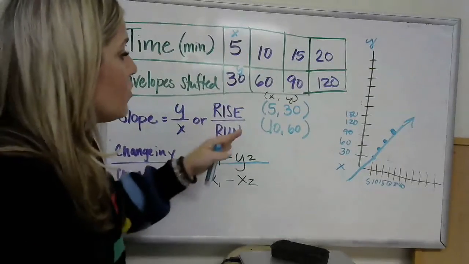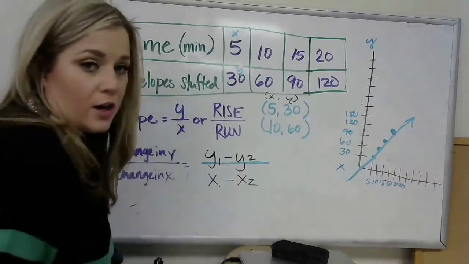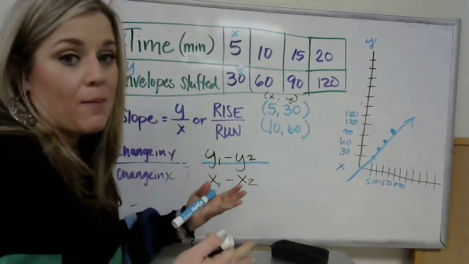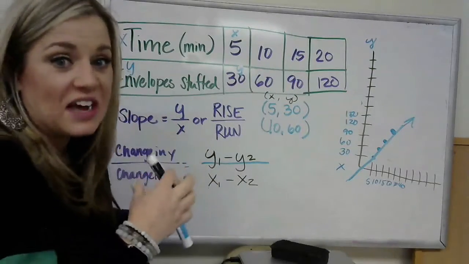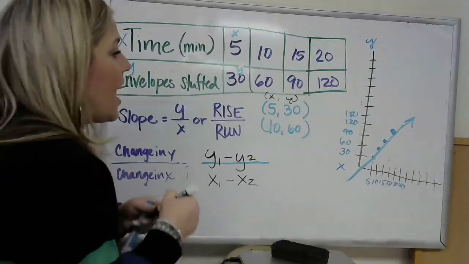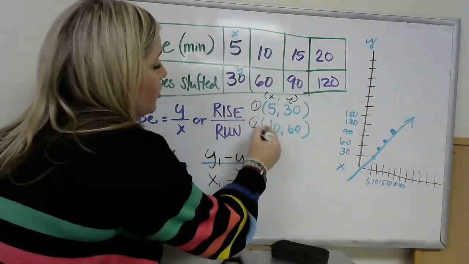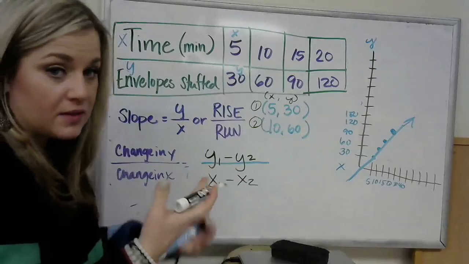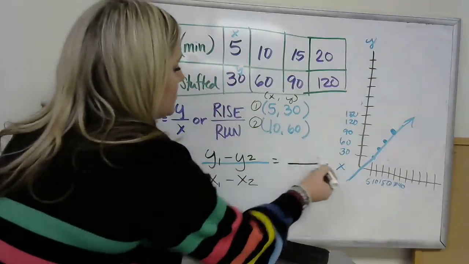Now, it really doesn't matter if I use this one or this one first. It does not matter as long as you keep your coordinates together. So I always label this 1 and then the second one 2. You don't have to. It just helps me keep it together. So now I'm going to plug this in, in a different color.